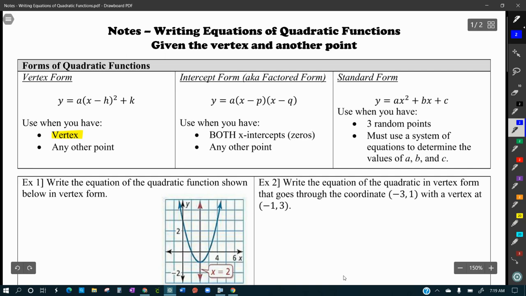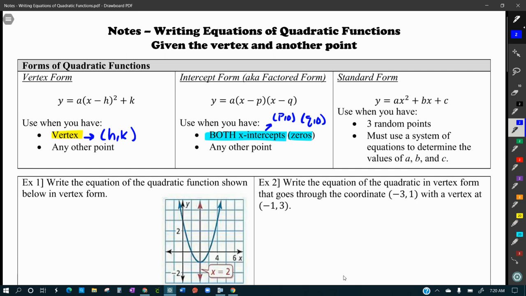And remember that your vertex is the coordinate h comma k, where h has the opposite sign. In intercept form, this is useful when you have both x-intercepts, and another word for that is zeros. And remember that the intercepts are p comma 0 and q comma 0. And again, p and q are opposite signs from the equation, but you also need any other point.